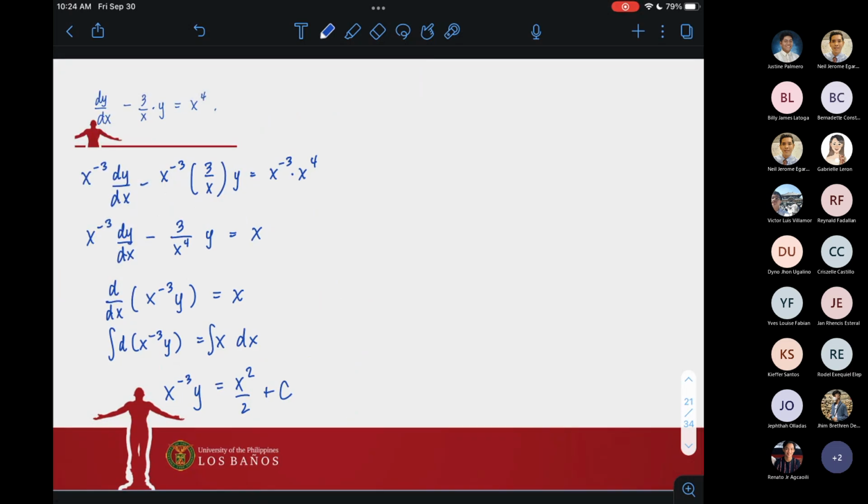So now, I can write the solution explicitly, right? So the solution now will be y equals, I multiply by x cubed. So it's x to the 5th over 2 plus c x to the 3rd. So this would be our solution.